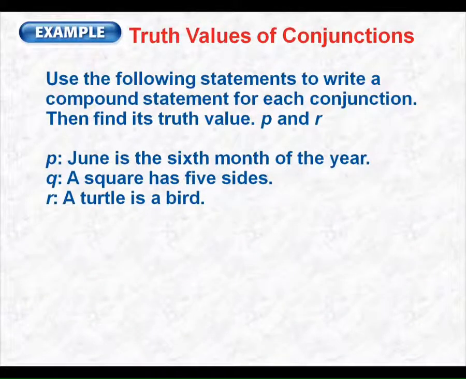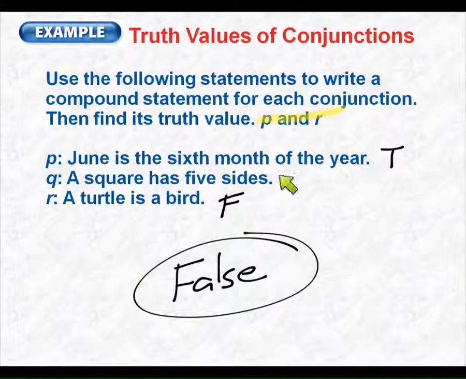But think about this one. I want you to find what this compound statement would be and what the truth value of this statement would be. Would it be true or false? What do we think? It'd be false, because it reads, June is the 6th month of the year, and a turtle is a bird. That first statement itself is true, but that second statement is, of course, false. Since I used the word and, the whole thing would be false because it's a conjunction. Both of them have to be true for the whole thing to be true.